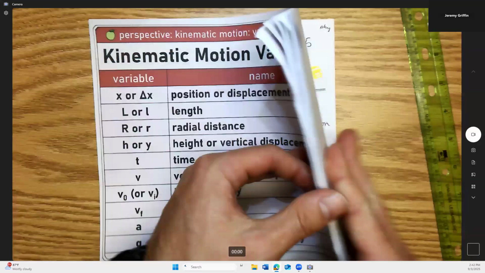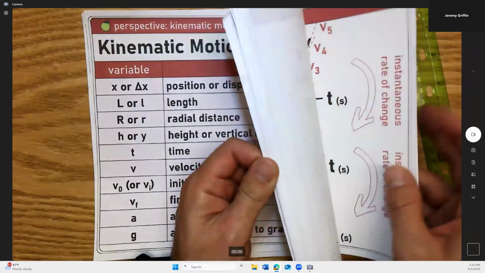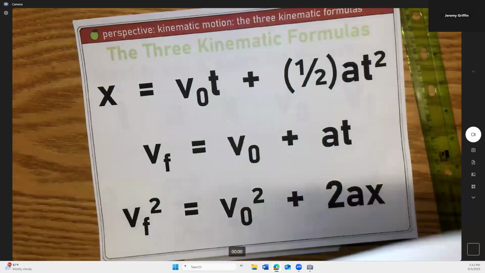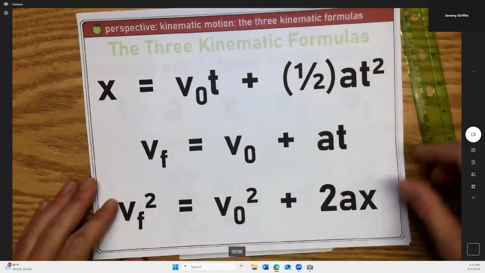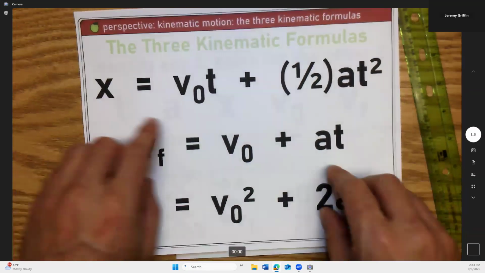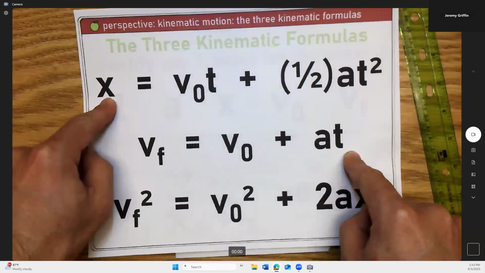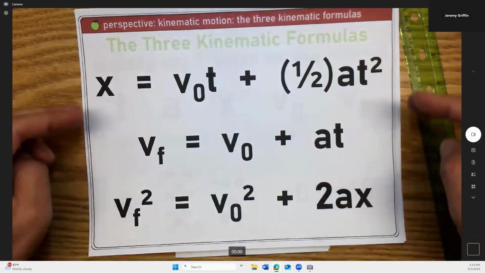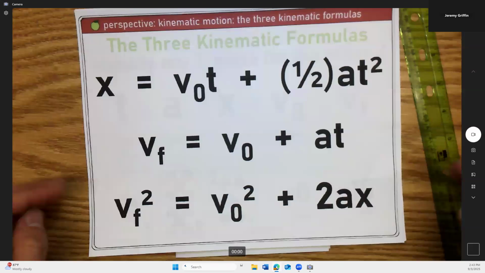Okay, I'm going to skip through this a little bit. I guess this might be a good place to start. You know there are these 5 kinematic variables we're juggling: time, displacement, initial velocity, final velocity, and acceleration. And these 3 kinematic equations can handle those relationships.